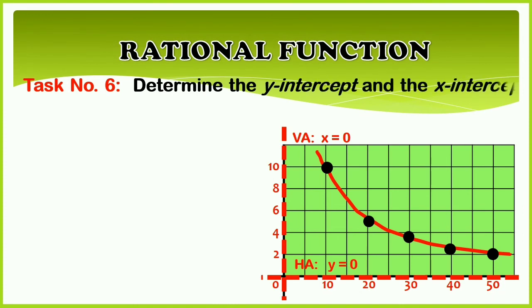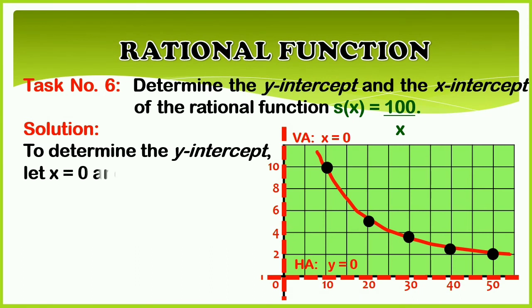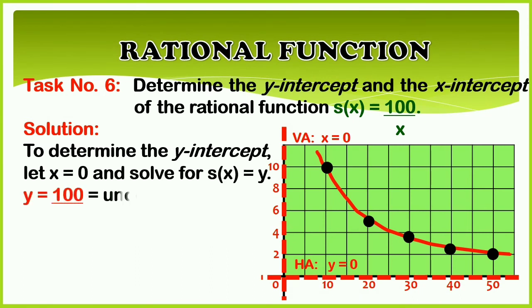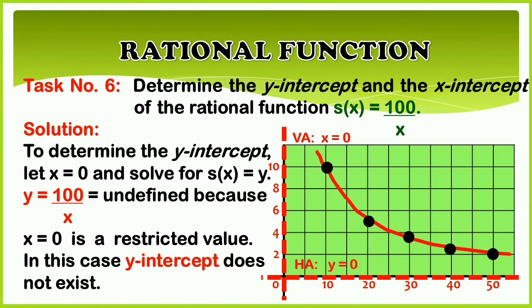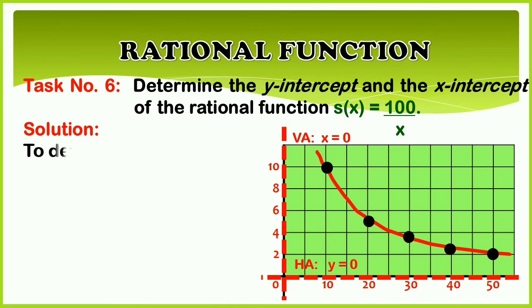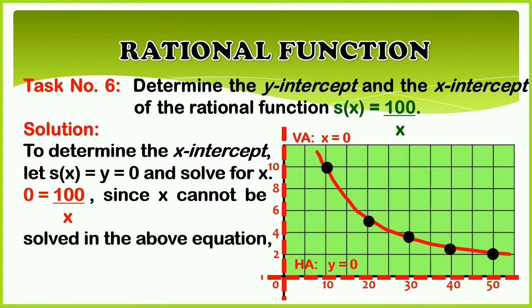Task number 6. Determine the y-intercept and the x-intercept of the rational function s(x) = 100/x. To determine the y-intercept, let x = 0 and solve for s(x) = y. y = 100/x will be undefined because x = 0 is a restricted value. In this case, the y-intercept does not exist. To determine the x-intercept, let s(x) = y = 0, and solve for x. 0 = 100/x, since x cannot be solved in the above equation, therefore, the x-intercept does not exist.